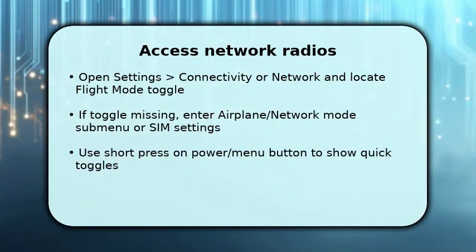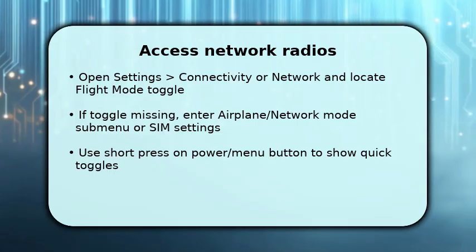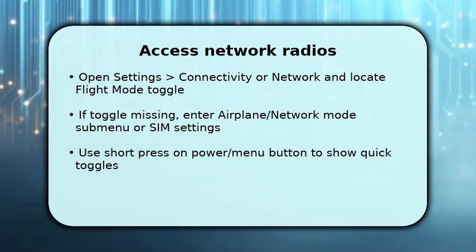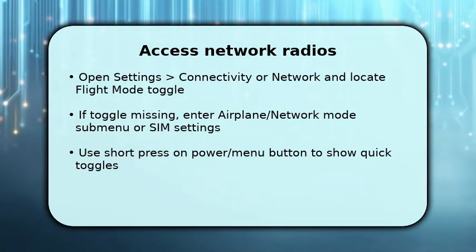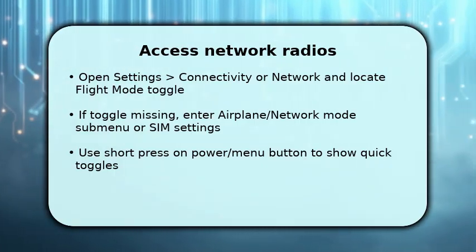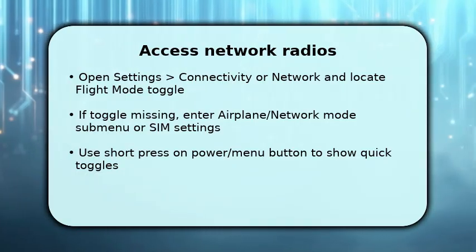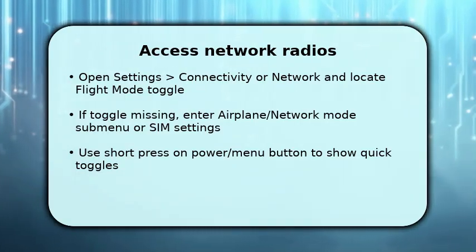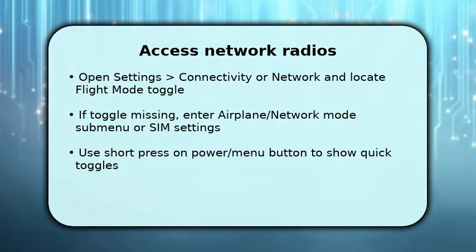From connectivity, find flight mode and switch it off. This re-enables cellular, Wi-Fi, and Bluetooth. If you don't see the toggle, enter the detailed network or SIM settings where the airplane option is nested. Software skins hide it. Make sure to use the power/menu key for quick toggles if the UI is sluggish.